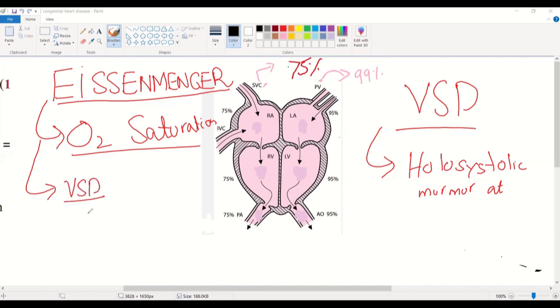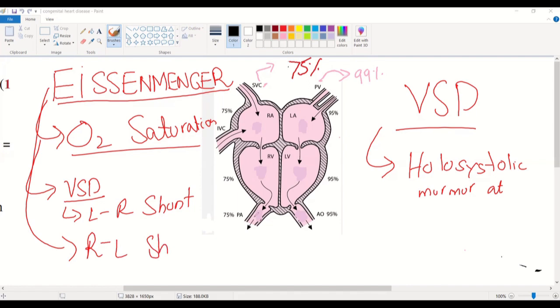VSD is a left to right shunt, right? So what happened in Eisenmenger syndrome? It becomes a right to left shunt because of increased pressure in the pulmonary artery. It will lead to pulmonary hypertension and right ventricular hypertrophy. So right ventricle pressure becomes greater than left ventricle pressure, right? So the reversal of the shunt takes place in this syndrome.